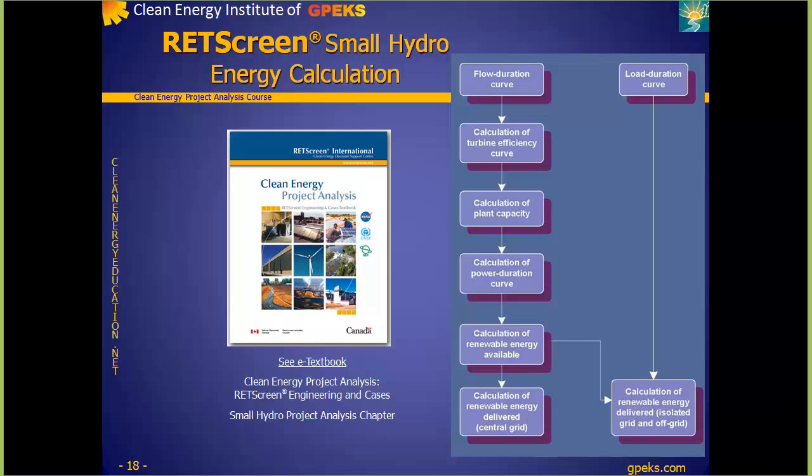The fourth step is the calculation of available energy. This consists simply of integrating the power duration curve to find the area underneath it. The fifth step is the calculation of the energy delivered.